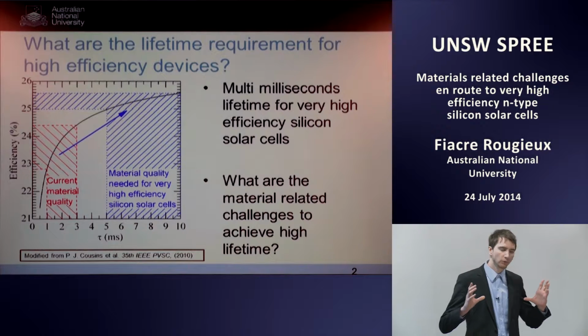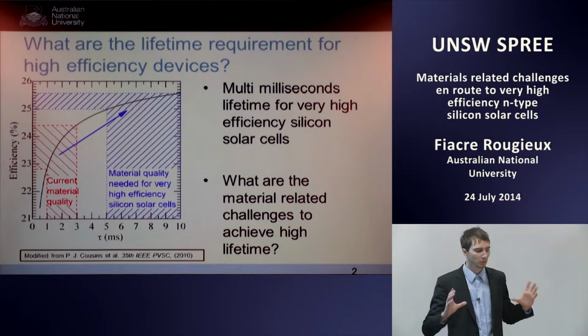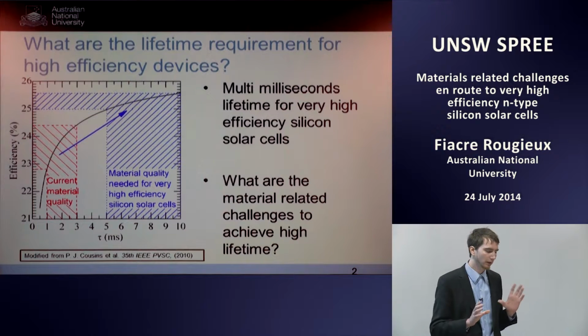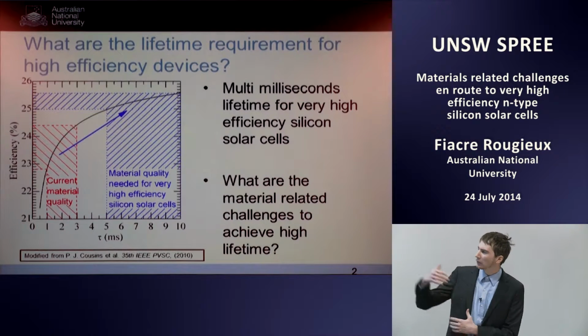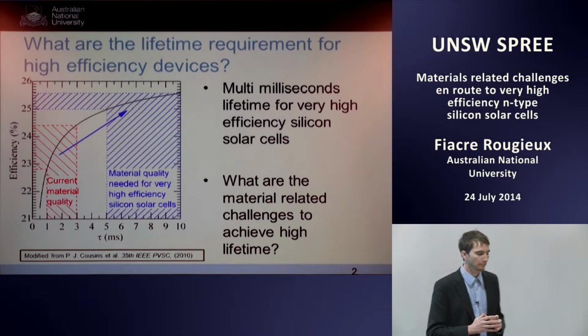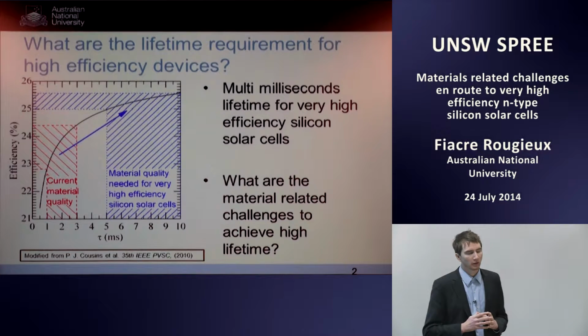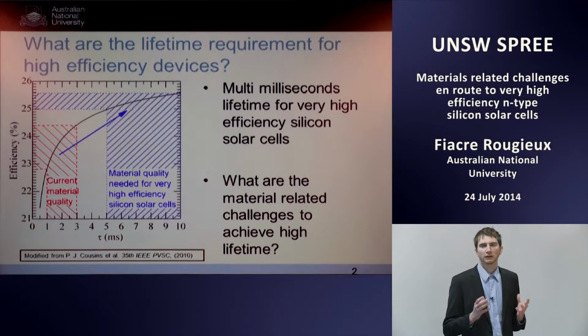So really what we want is to move from this red region, this relatively low bulk lifetime, sub 5 milliseconds, and go above this 5 millisecond mark towards the 10 millisecond mark so that we can reach those true high efficiencies. And in doing this, the question is, what are the material-related challenges? What kind of defects are we looking at in this 5 millisecond range?